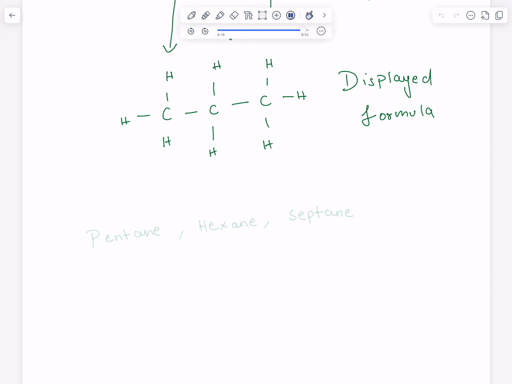Now, what I want you to do is pentane, hexane, and heptane. I want you to go ahead, draw the displayed formula for these alkanes and the structural formula and post it in the comments. Then I will tell you if you have done it right or not.